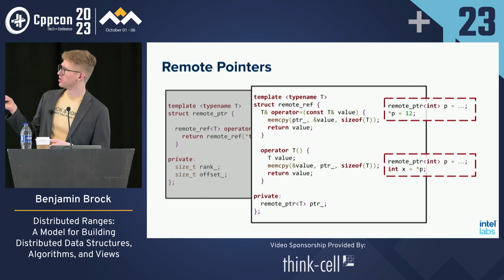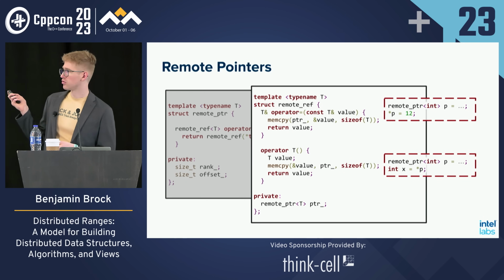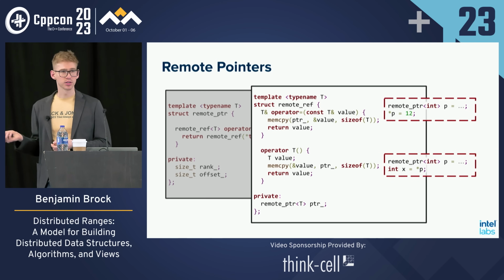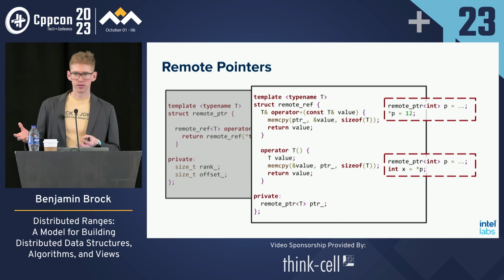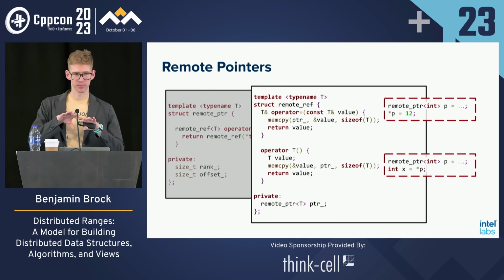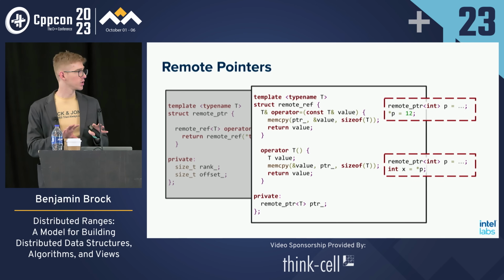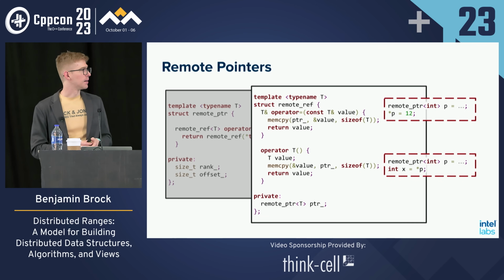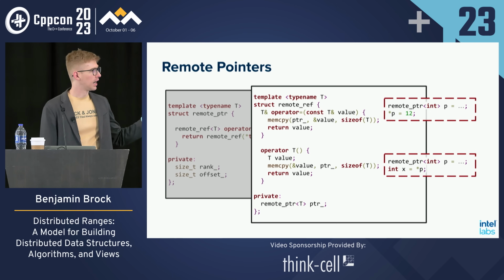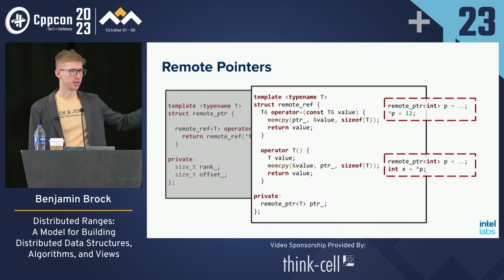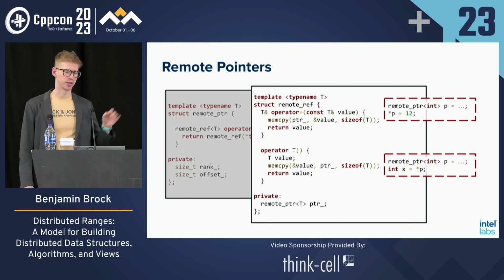This does limit us to trivially copyable types because we're depending on memcopy, right? You can't have a string that has dynamically allocated memory associated with it with this simple model. There are some tricks you could do to actually represent more complex objects, and I talk about those in my previous CppCon talk, but we're not really considering those today.